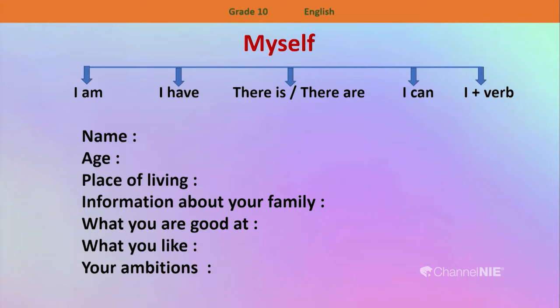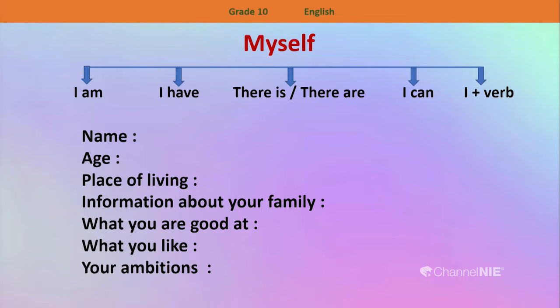Right. Now, these are the sentence structures that you can use when you are describing yourself. I am, I have, there is or there are, depending on the noun that you are going to use next. With singular nouns you use is, and with plural nouns are. Then you can use I can, then I plus any verb.